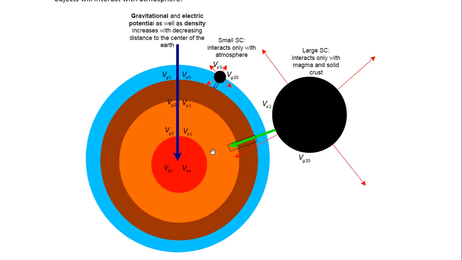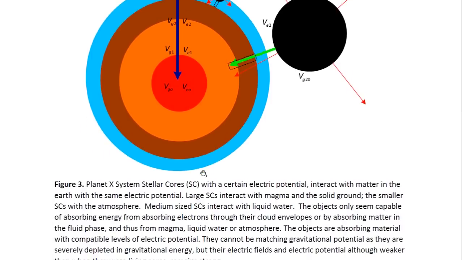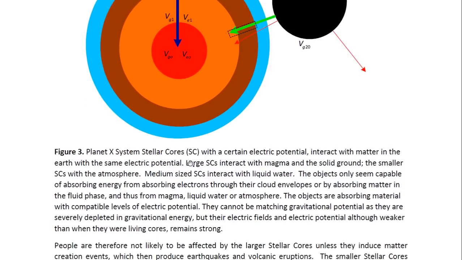And the larger they are, the deeper will be the matter that they will interact with, until some of them will be able to interact with matter that's way down here, even the plasma in the core. And those will be the ones that would be able to create matter creation events from the core and thus induce volcanic eruptions. So Planet X system stellar cores with a certain electric potential interact with matter in the Earth with the same electric potential. Large stellar cores interact with magma and the solid ground, the smaller stellar cores with the atmosphere.